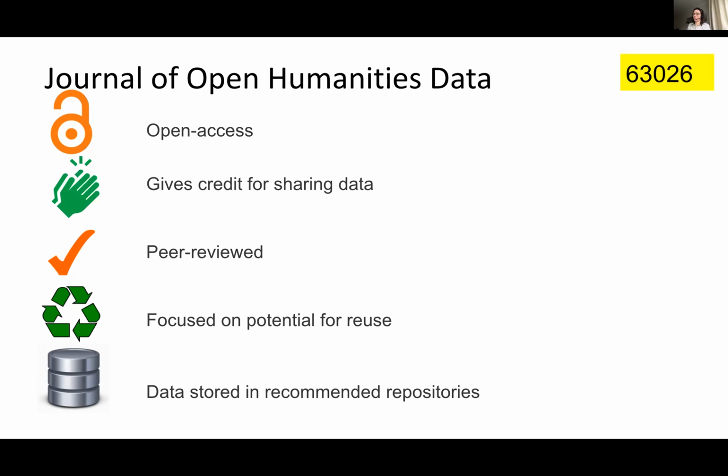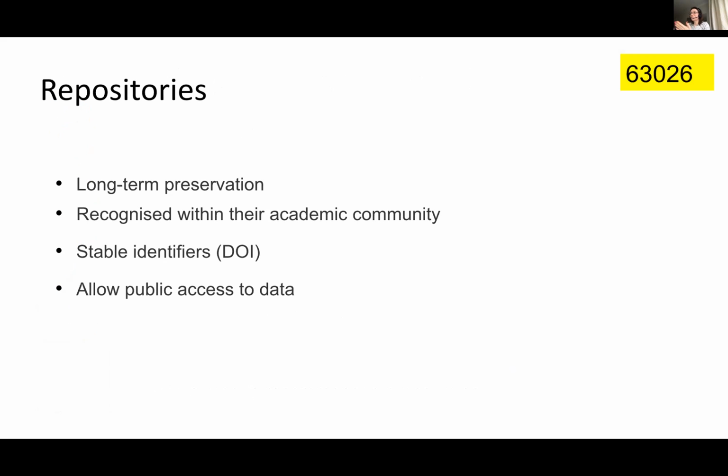And we have a list of recommended repositories. So before writing a data paper, we ask authors to deposit their data in a repository that gives the data a digital object identifier, so a unique identifier, and it gives it long-term preservation. So these are the advantages of repositories. They're recognized by the academic community. They allow public access to data, and they give these identifiers.